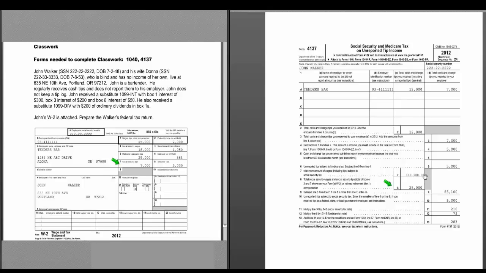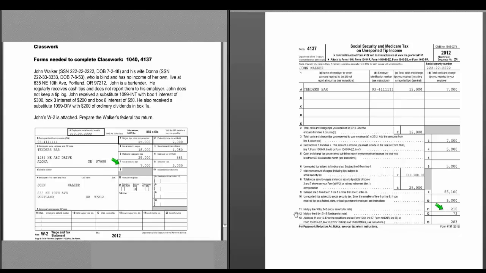So you take the $110,100, subtract out the $25,000 of wages, and John still could earn $85,100 in wages that he is required to pay Social Security tax on. So since this number, $5,000, is below that, we're going to have to figure out the tax on that amount. You take the $5,000, multiply it by 0.042, which is the Social Security tax rate for the employee, and we come up with $210 when you do that.